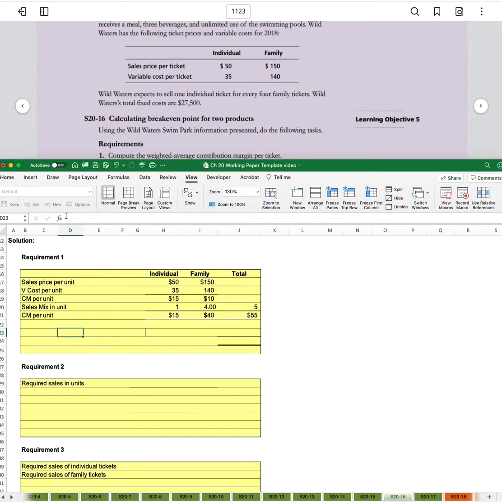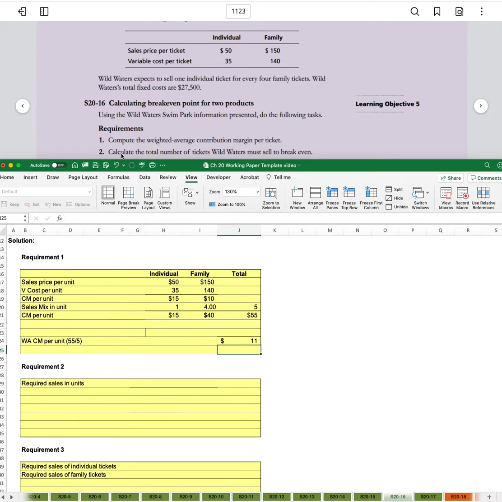So now that we have contribution margin per unit, we can calculate the weighted average contribution margin per unit, which is our 55 divided by our sales mix of 5. And so over here we'll say 55 divided by 5 for a weighted average of 11.